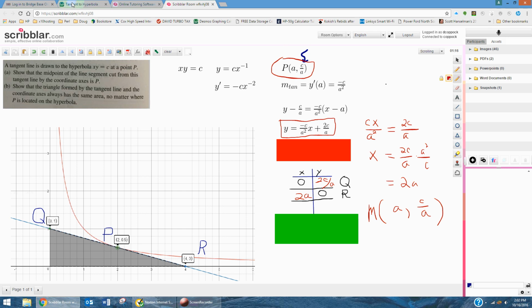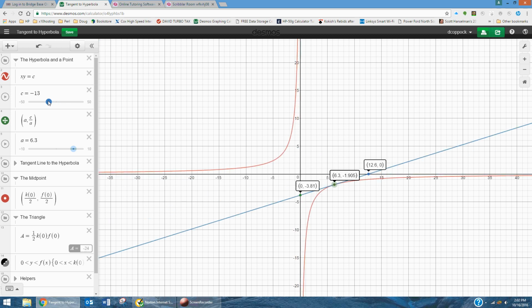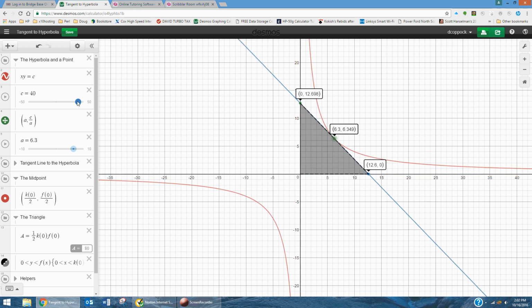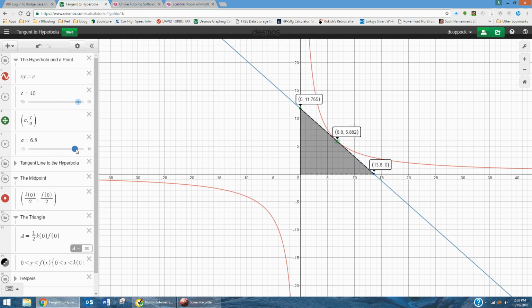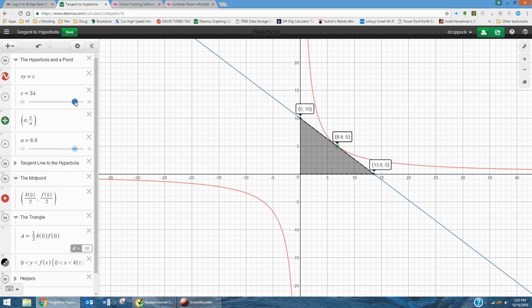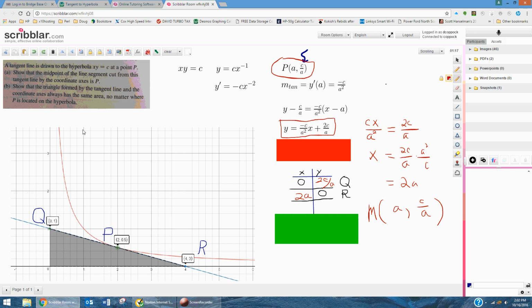Okay, and by the way, back here on Desmos, I did not get the triangle shading and all that to work in the other quadrant, or when A moves to the other quadrant. Okay, but you could do that if you wanted to get serious about it. But now we're going to part B. Show that the triangle formed by the tangent line and the coordinate axes always has the same area no matter where P is. Well, what's the area of this triangle, this right triangle?